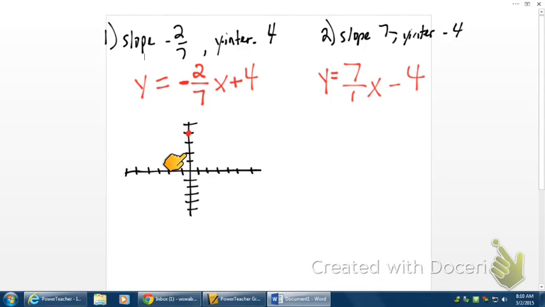Now, the run part is what? How much am I going over? 7. So you're going to go over 7. So over 1, 2, 3, 4, 5, 6, one more line. Okay? And then you would plot that point.